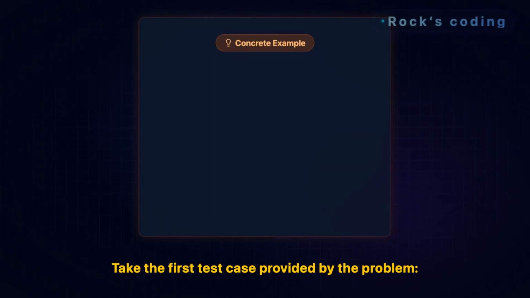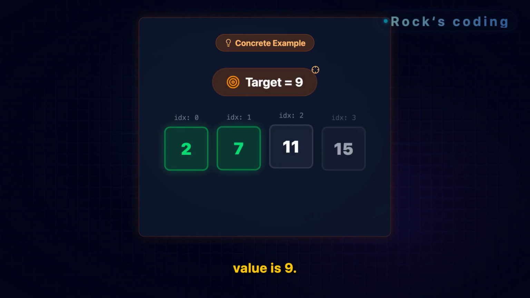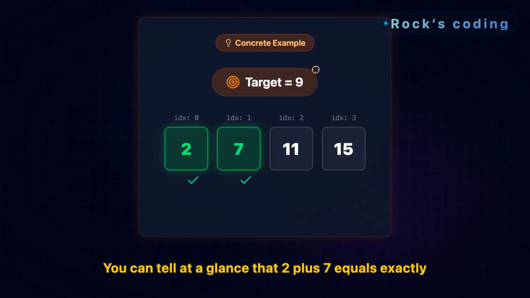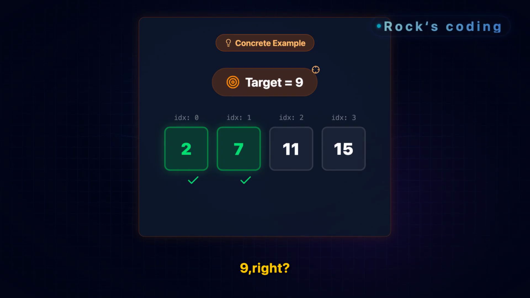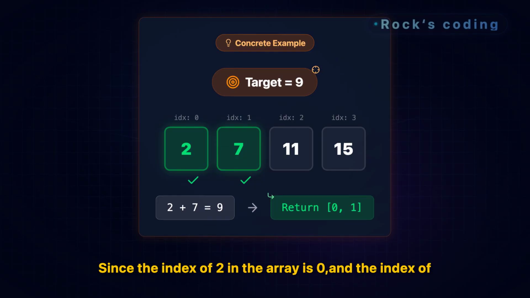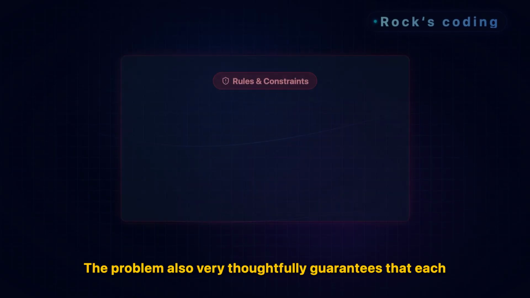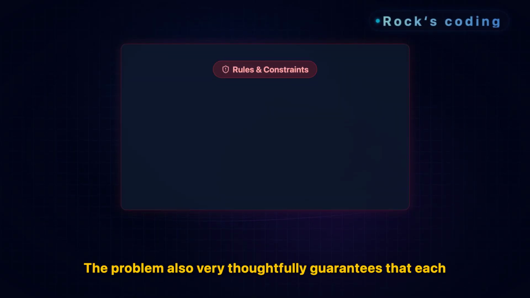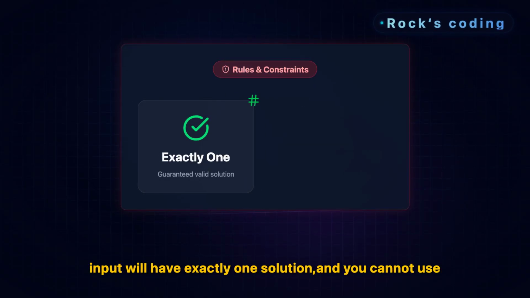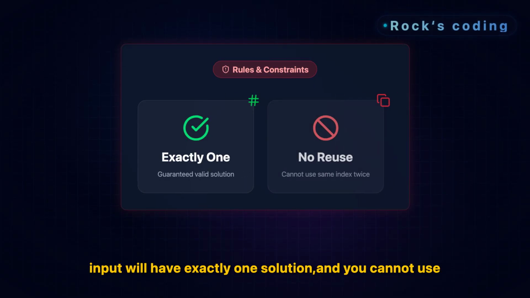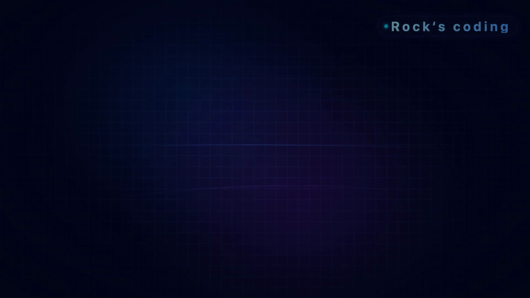Take the first test case provided by the problem. The array has the numbers 2, 7, 11, and 15, and the target value is 9. You can tell at a glance that 2 plus 7 equals exactly 9, right? Since the index of 2 in the array is 0 and the index of 7 is 1, we just return 0 and 1. The problem also very thoughtfully guarantees that each input will have exactly one solution.